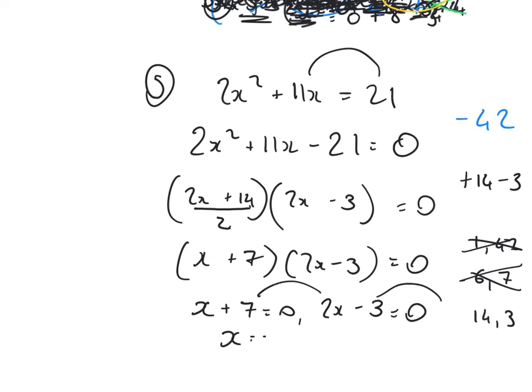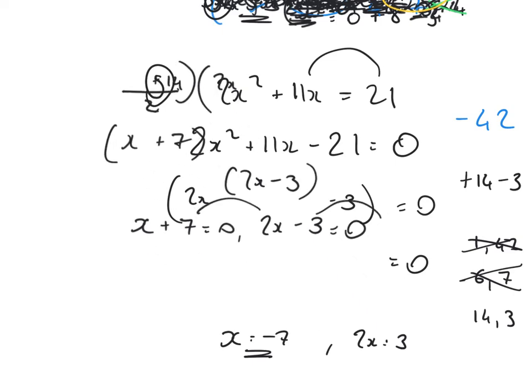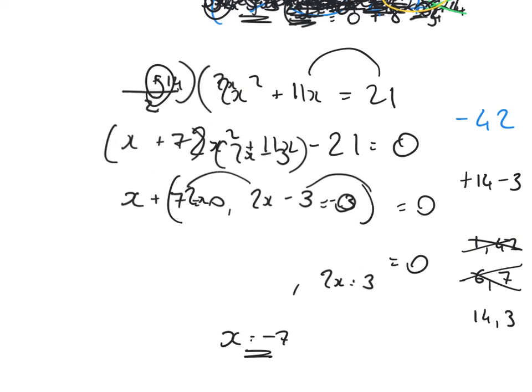Okay, bring the 7 across, x equals minus 7, 2x equals 3. Okay, I then bring the 2 down and divide, which will give me x equals 3 over 2. Final answer, x equals minus 7 and x equals 3 over 2.